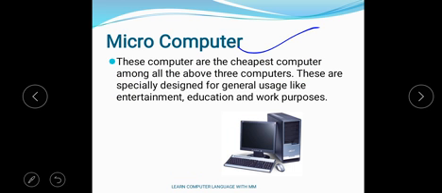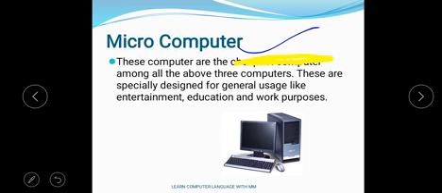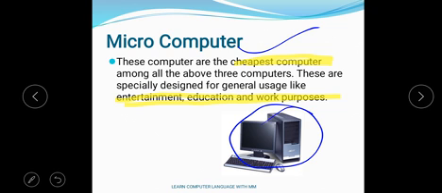Microcomputers. These computers are the cheapest among all the above three computers. These are specially designed for general uses like entertainment, education, and work processes. Desktop computers, laptops, personal digital assistants, tablets, and smartphones are all types of microcomputers. The microcomputers are widely used and the fastest growing computers.